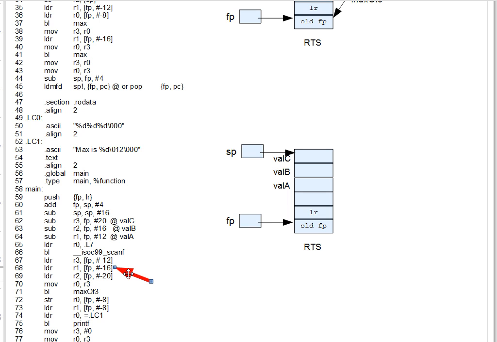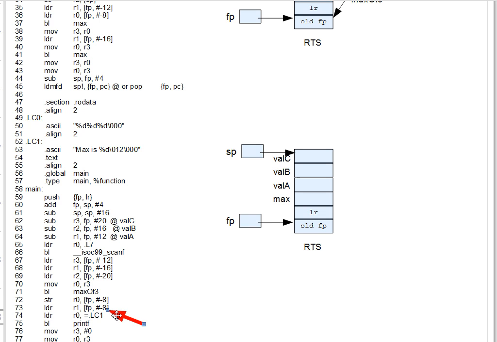Question 5. Now, once we've called max of 3 here, what does this store R0, fp minus 8 accomplish? And what variable is in memory location fp minus 8? Well, remember that R0 has the return value of max of 3. It's the max value. And the instruction stores this into the one remaining open space in the stack frame, which apparently contains variable max.